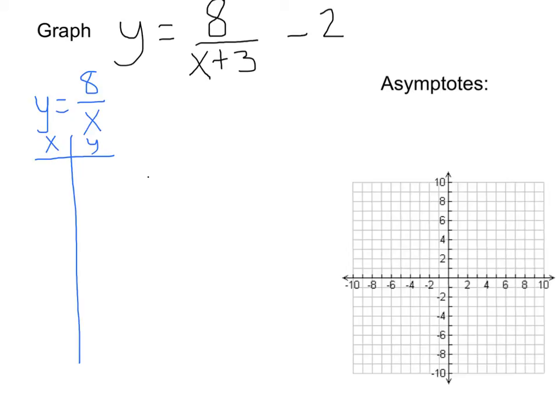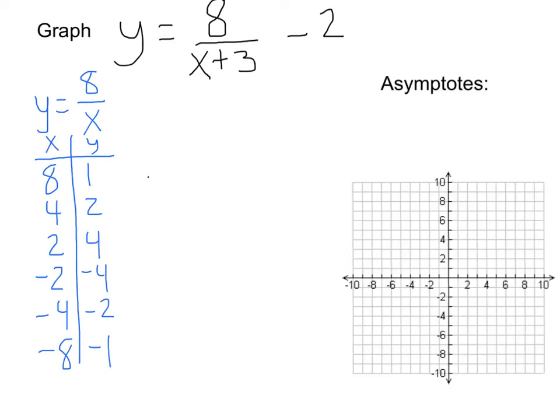So I'm going to choose 8, 4, 2, and whatever values you choose, you also need to do the negative. So -2, -4, -8. If you don't do the negatives, you're going to be missing half your graph. So when I plug those values in, I get 1, 2, 4, -4, -2, -1.